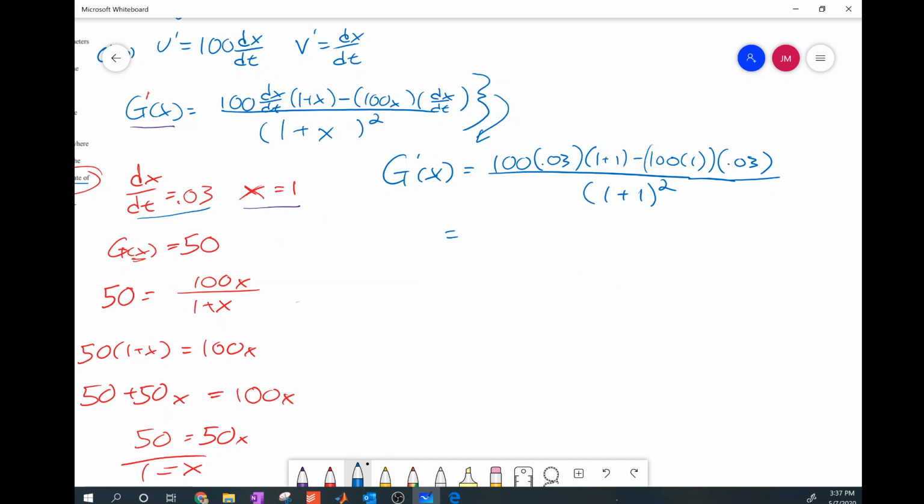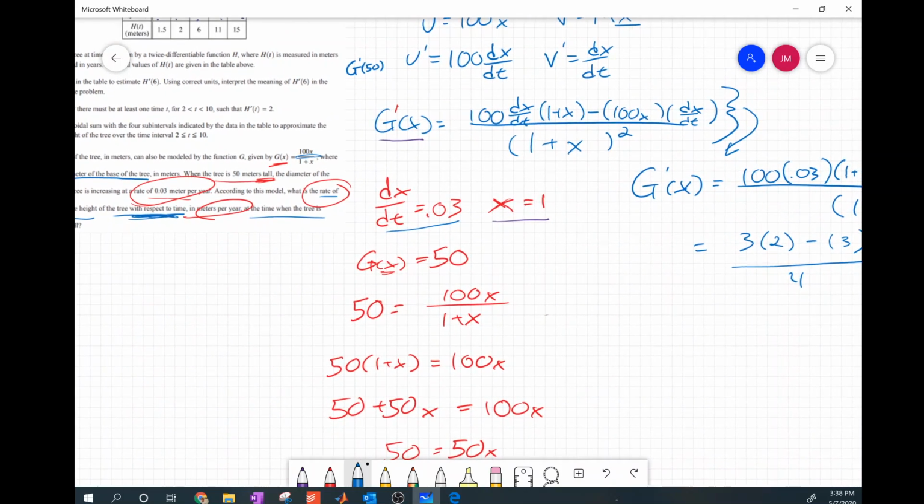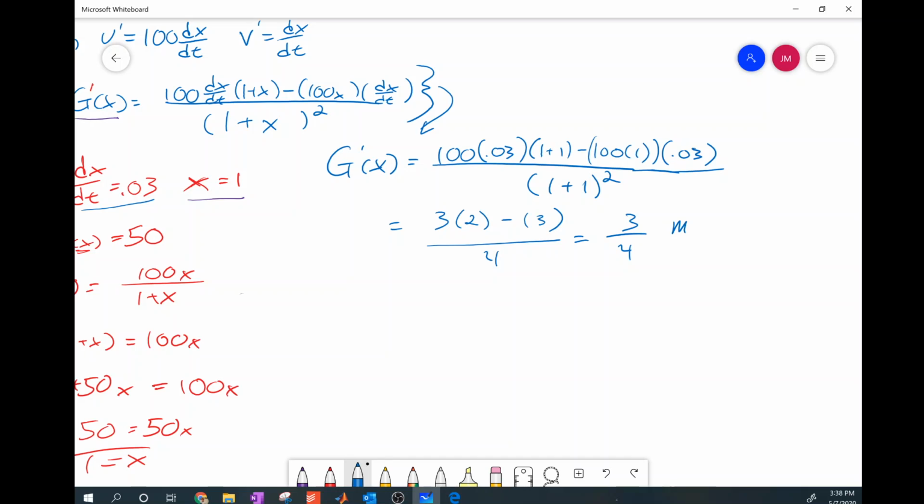Since 100 times 0.03 is just going to be 3. 1 plus 1 is 2, minus, again, 100 times 0.03, so 3. 1 plus 1 is 2, squared is 4. 3 times 2 is 6, minus 3 is 3 over 4. And again, what are the units they asked for before? It's going to be in meters per year.